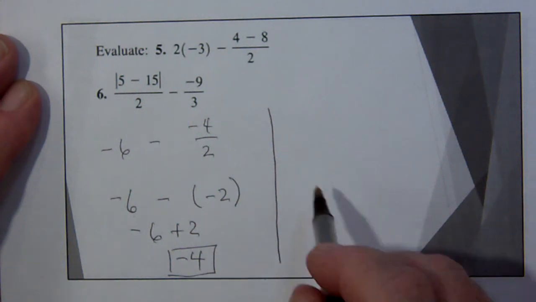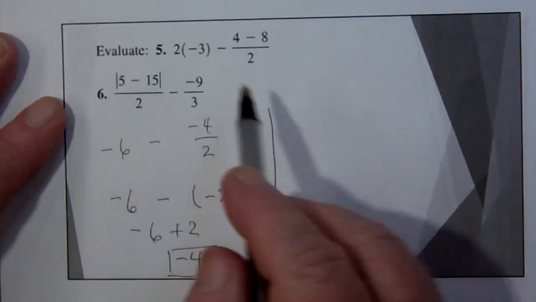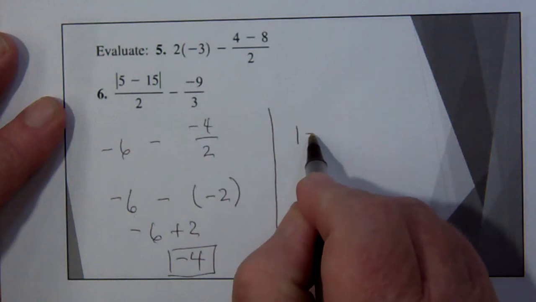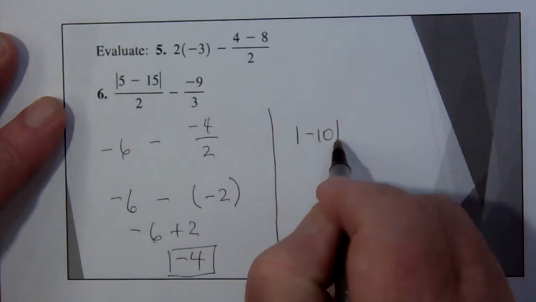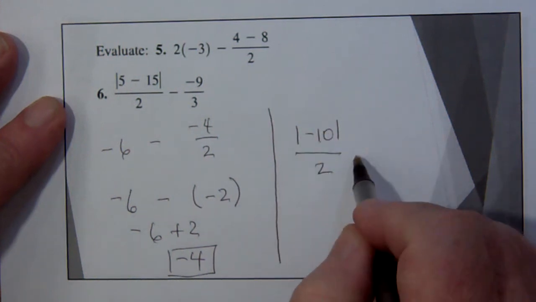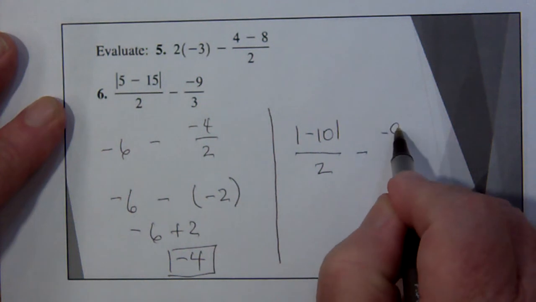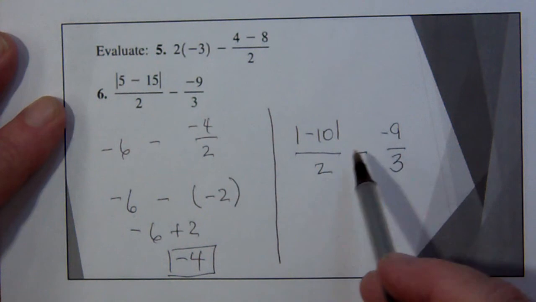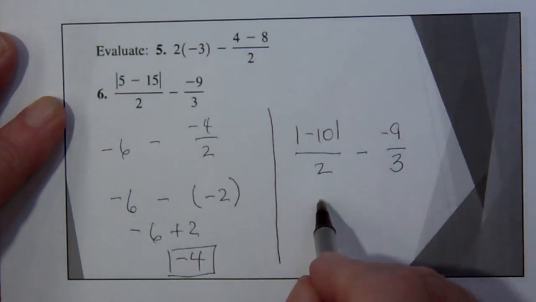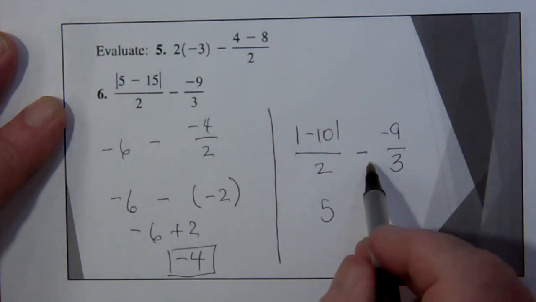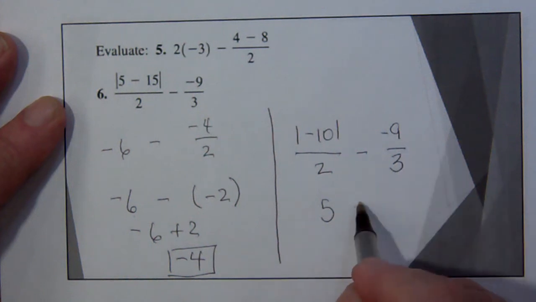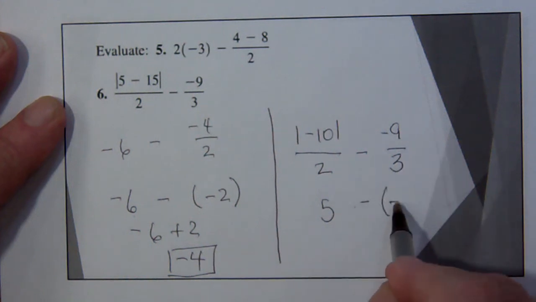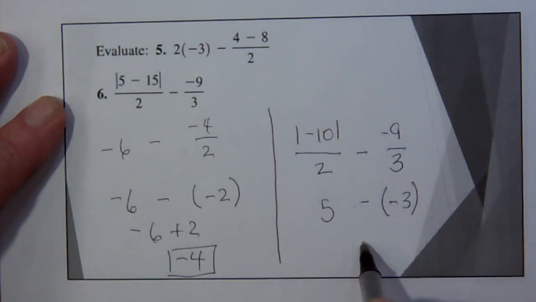The last one, we have the absolute value that we will do first. So this is the absolute value of minus 10 divided by 2 minus, and then this is minus 9 over 3. If we divide the absolute value, that is going to give us 10 divided by 2 is 5, and this is going to be minus a minus 3, and so the answer to that is going to be 8.